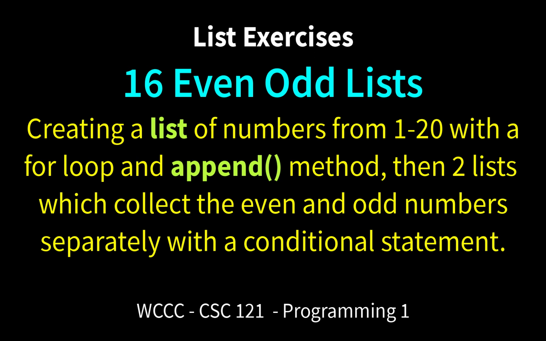We're going to run through a series of list exercises using lists and list methods. The first one we're going to do is fairly easy, so we'll start easy and work up a little bit. The first one is exercise 16. It's called even odd numbers. We're going to make three lists: a list of numbers, a list of even numbers, and a list of odd numbers. That doesn't sound very exciting. We're going to use a for loop and we're going to create lists.